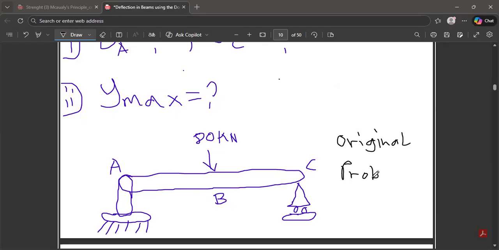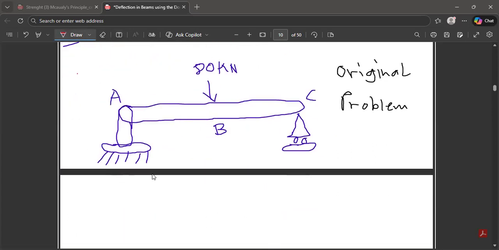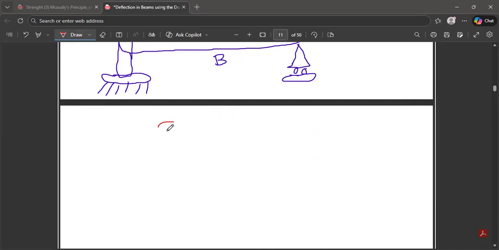Finally, we can say that this is our original problem. So if we are good to proceed, then it implies that we can proceed. Then it means we can now start from our solution or continue from our solution. And in our solution, we can now pull down our free body diagram and take moments at the supports and proceed.